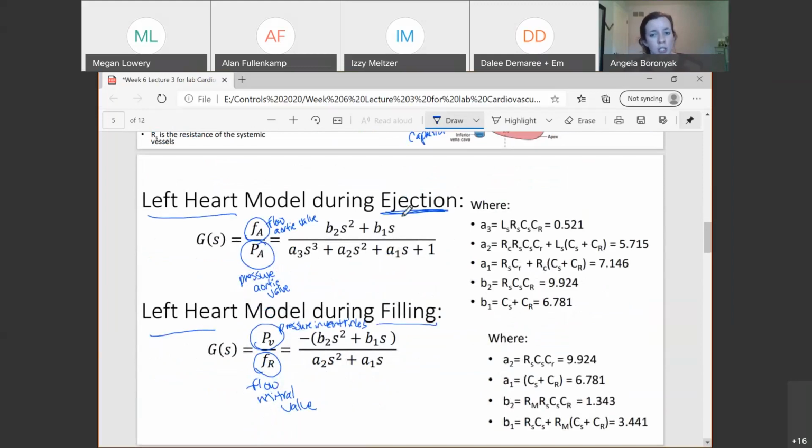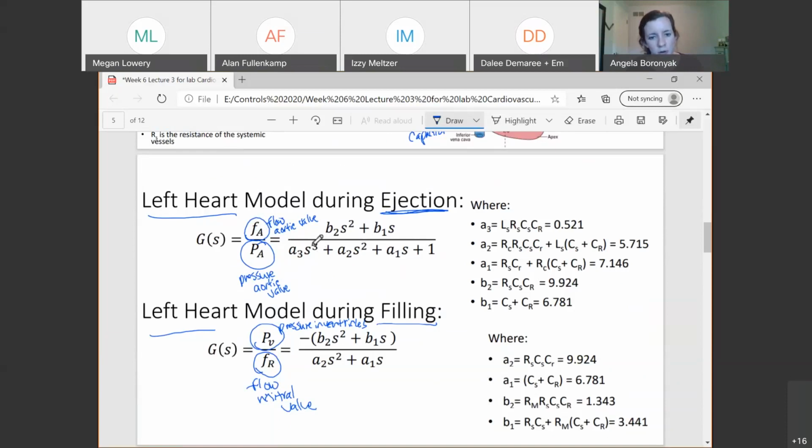So during ejection, when blood is being ejected out of the heart, that's because my ventricles are contracting, right? So what I get is my transfer function here. I really want to look at my output as flow through my aortic valve, right? Because that's blood coming out. Well, it flows based on what pressure is going through the aortic valve. So my input is the pressure, my output here is the flow. So that transfer function of output over input gets me this equation here.